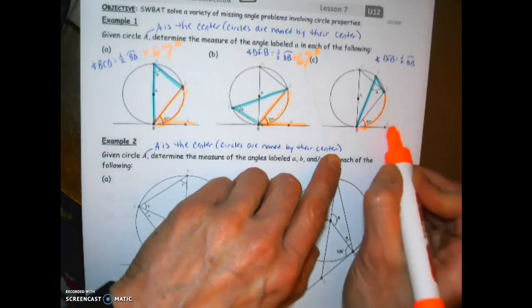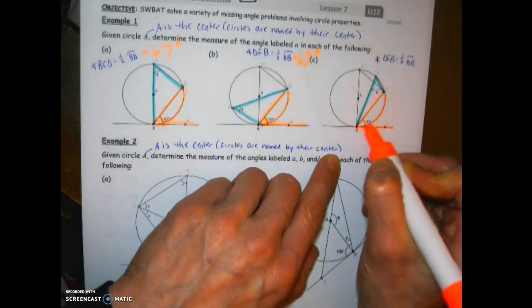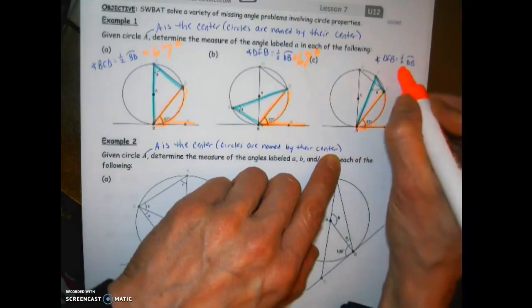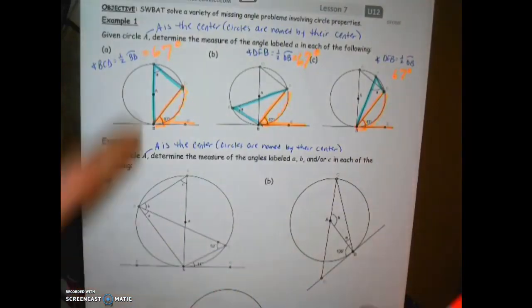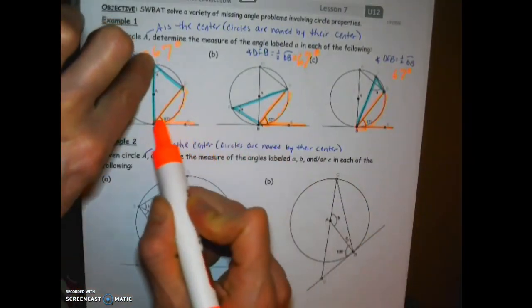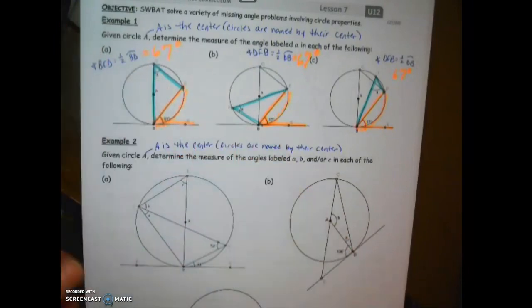This angle of 67, which is formed by a tangent and a chord, is also half of this same arc. So therefore, this angle will also be 67 degrees. So an inscribed angle and an angle formed by a tangent and a chord, if they intercept the same arc, will have the same measure because they're both half the arc.